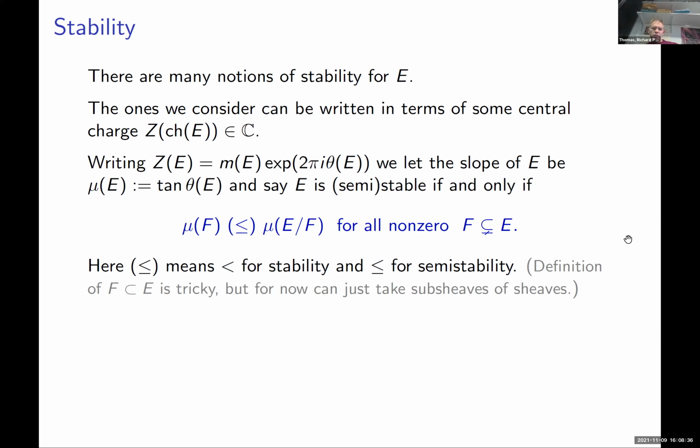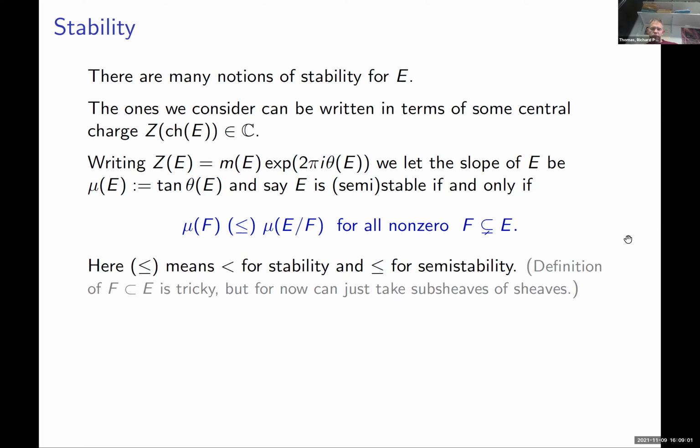And then the tricky bit comes in what you mean by a sub-object. But for now, you should think of sub-sheaf. But that won't always be the case, because we'll work in fancy exotic abelian categories, because we'll work with complexes of sheaves and so on. And so what you mean by sub-object is part of the data that goes into a stability condition. But for now, we can ignore that.